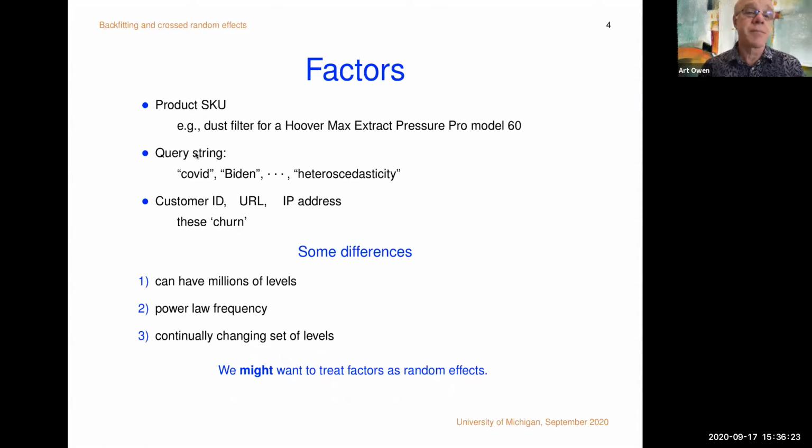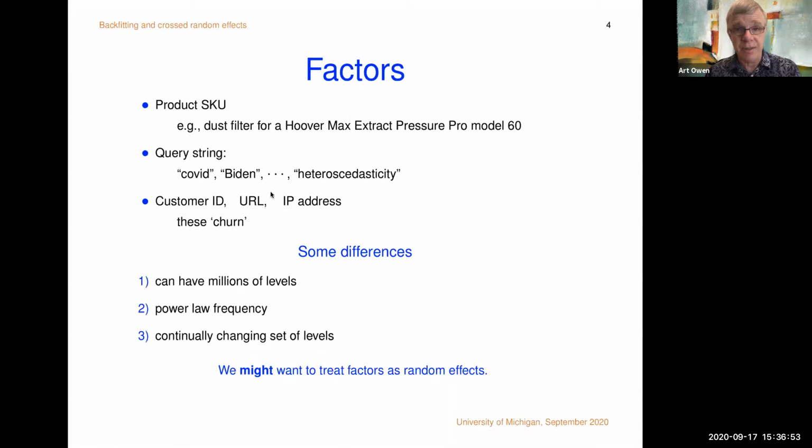Also, at a web company, the query string you type in when you're doing a search is a categorical variable with a lot of levels. So maybe somebody typed in COVID or Biden. Maybe somebody typed in heteroskedasticity. That's one of my favorites. And SUTVA is another one. Well, what you notice is that some of these queries are going to be a lot more popular than others. At a place like Google, every day they'll get some query that has never been seen before.